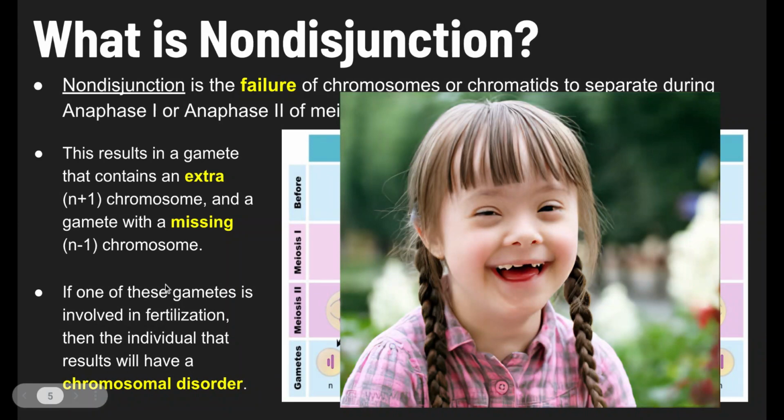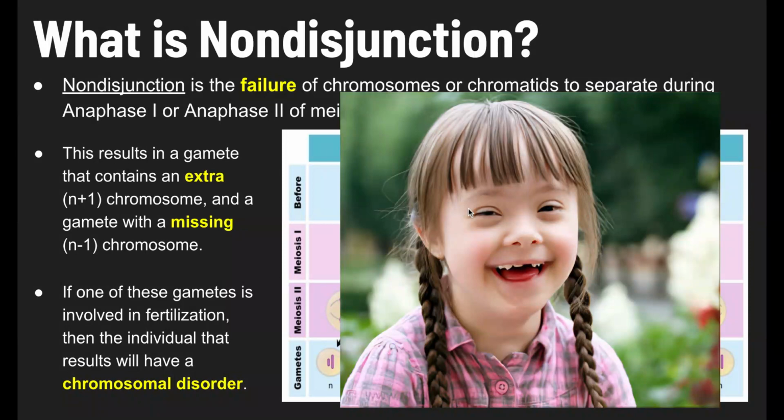Now, if one of these gametes is involved in fertilization, then the individual that results will have a chromosomal disorder. And if you've heard of Down syndrome, individuals with Down syndrome have an extra copy of chromosome number 21. And this would occur as a result of nondisjunction giving one of the gametes, either the sperm or the egg, an extra chromosome. And that sperm or egg was involved in fertilization, and that's how that individual got the extra chromosome.